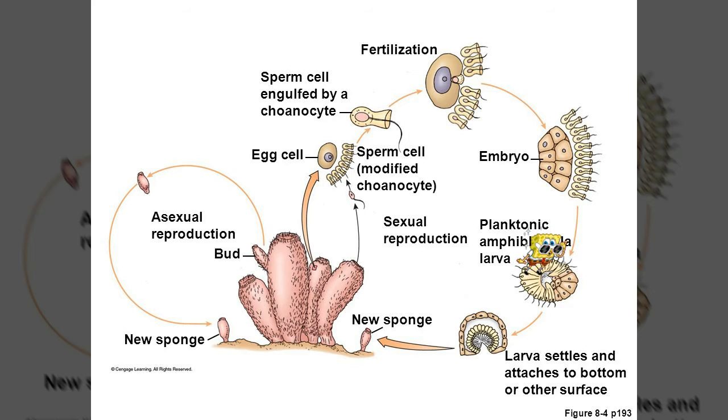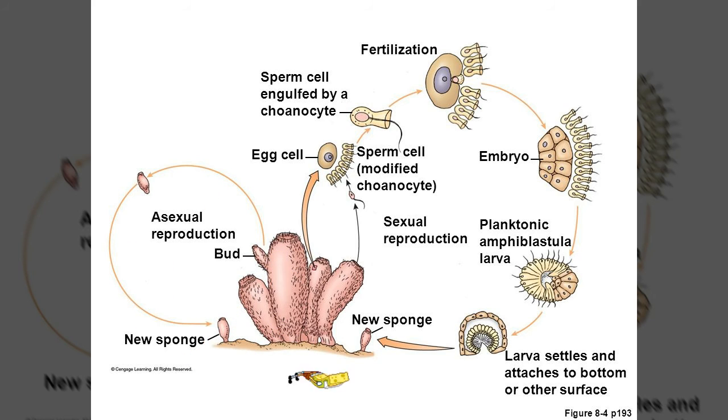Next up is sponge reproduction. So sponges are pretty interesting in the fact that they can do both asexual and sexual reproduction. There are 3 ways that they can do it asexually, which include budding. So budding is where it has a little sponge that grows and then pops off, forms a new sponge.